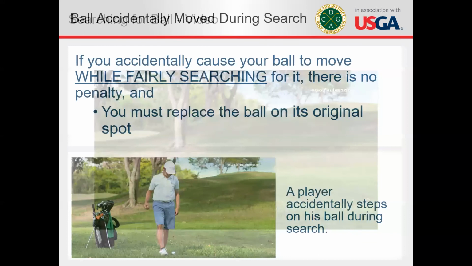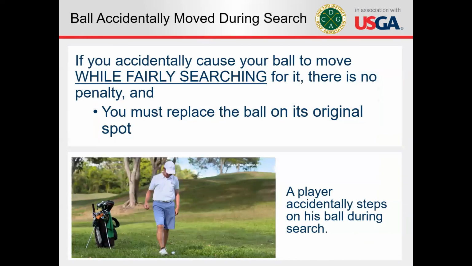So again, if you accidentally cause your ball to move while fairly searching for it, there is no penalty, and you must replace the ball on its original spot. And again, that showed the player who accidentally stepped and moved his ball. He replaced it.